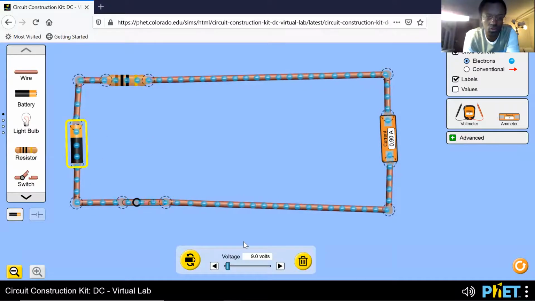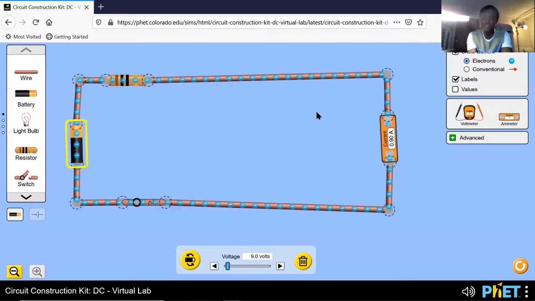And you see, if you click on the battery, you can change the voltage. Okay, increase it or decrease it, or use this small bar. Okay, let me make the voltage 9 volts. Okay, so what else do we need?